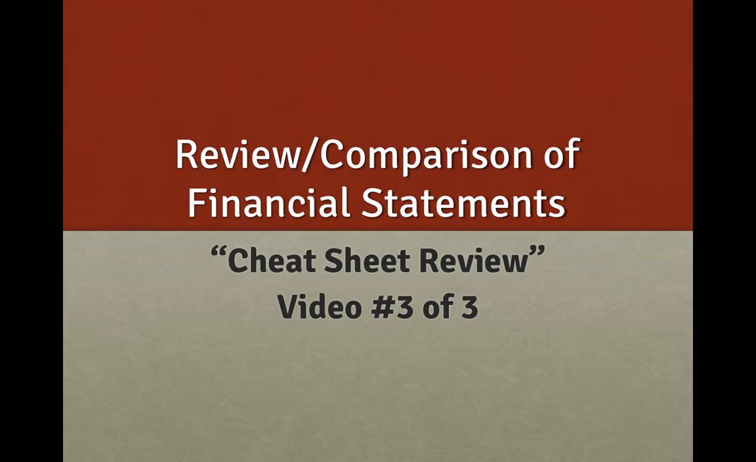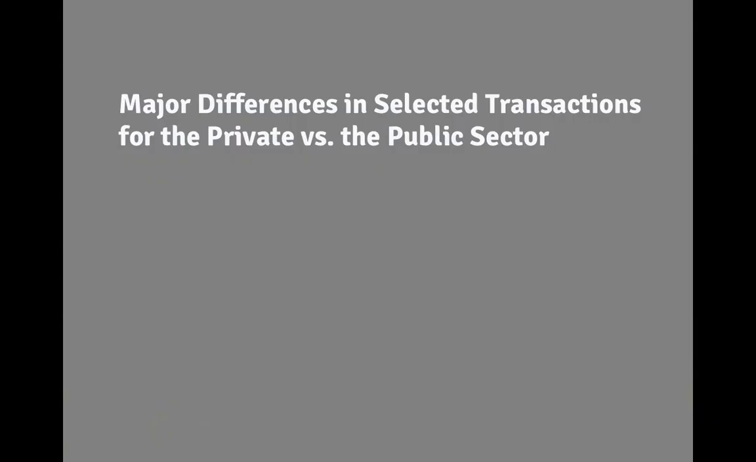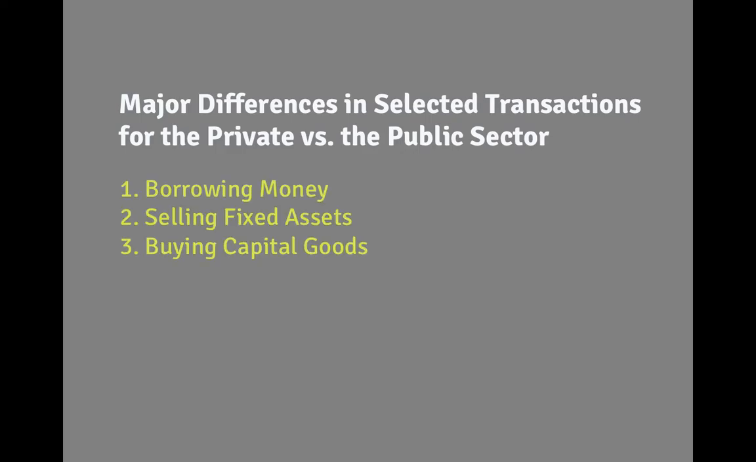And again, this covers a portion of the cheat sheet that we've been reviewing in class, which summarizes some of the things we've been learning with respect to financial statements. Today we're going to cover some of the major differences in selected transactions between how they're recorded in the private sector versus the public sector. In particular, we're going to cover 3 specific instances.